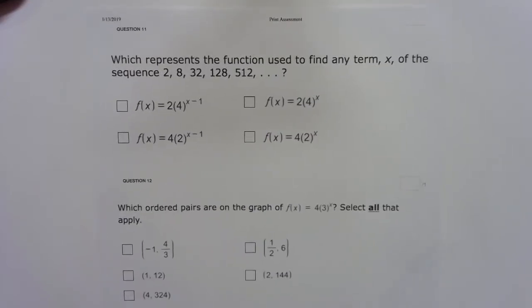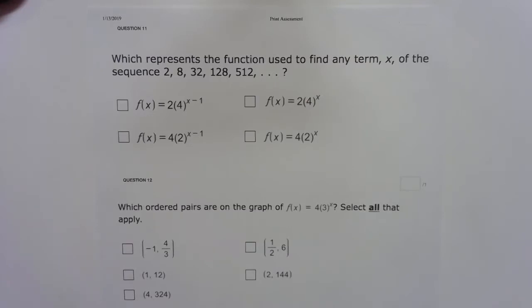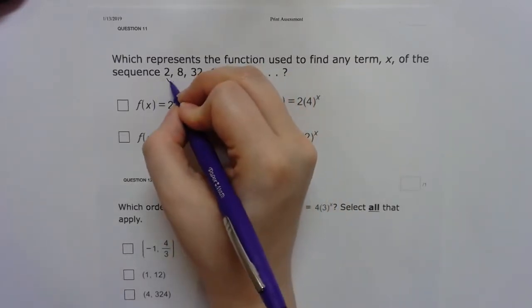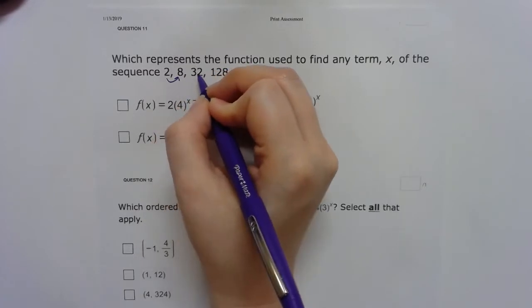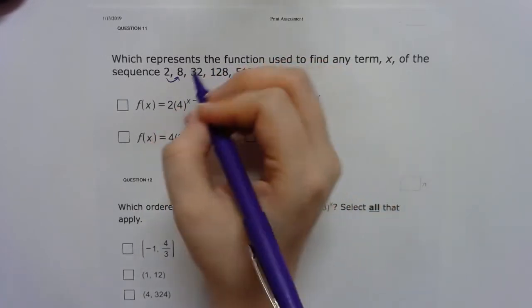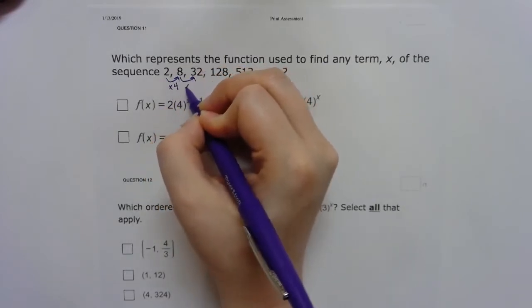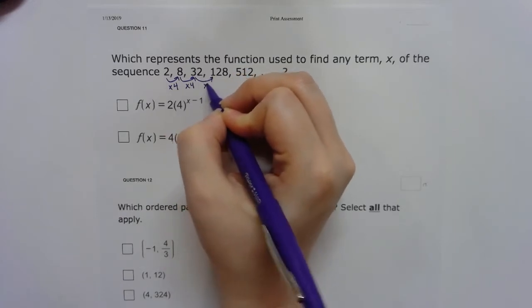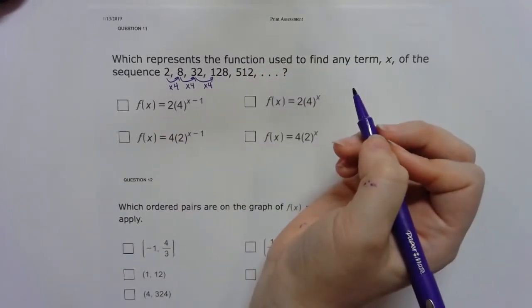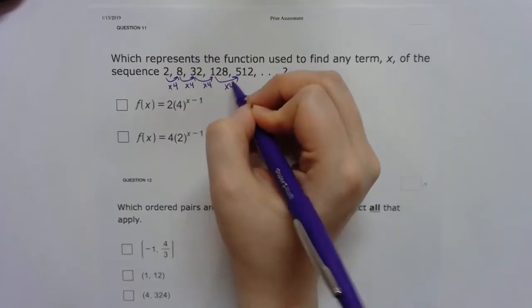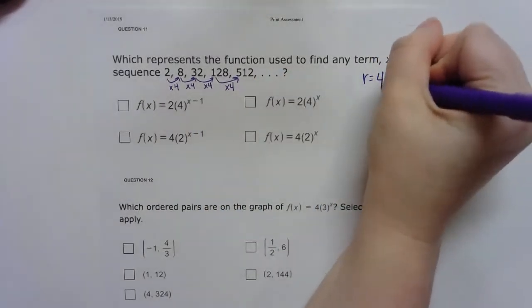So let's look at 11, which represents the function used to find any term x of the sequence 2, 8, 32, 128, and 512. So if we're talking about sequences, we have to decide first, is this geometric or arithmetic? So as I'm going through here, plus 6 is not 32, so it's definitely not arithmetic. To determine whether it's geometric, 2 times 4 is 8, times 4 is 32, times 4 is 128. So it's multiplying by 4. It has a common ratio. So because my r is 4, it is geometric.